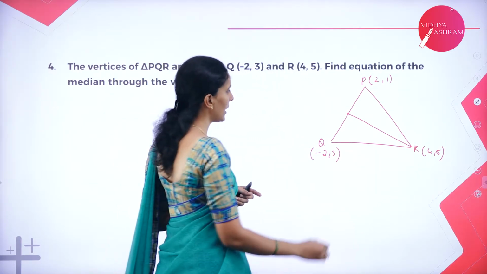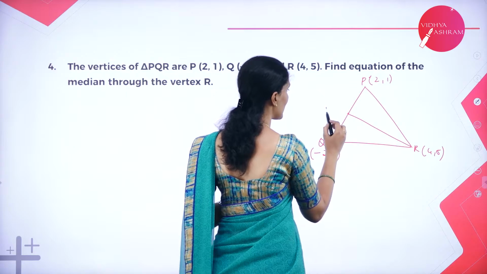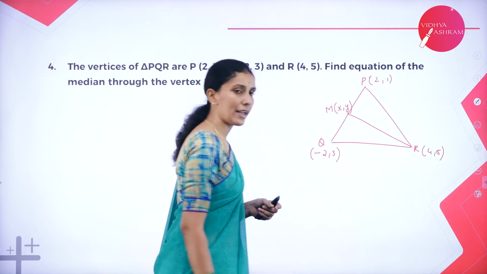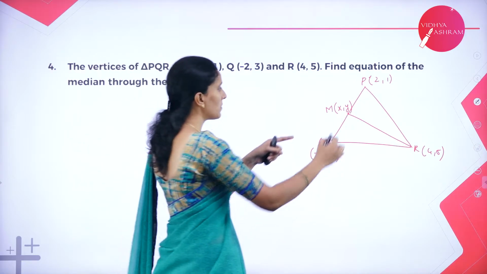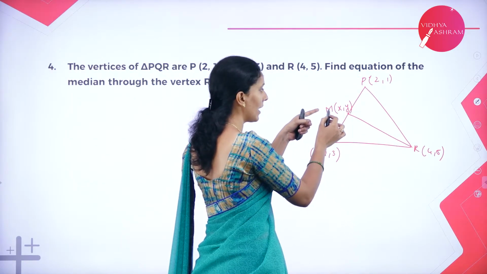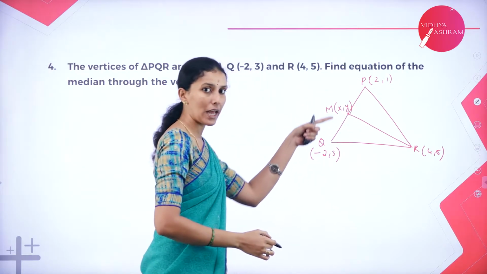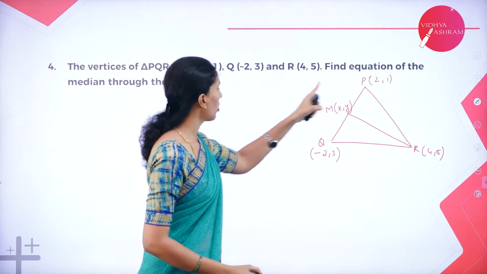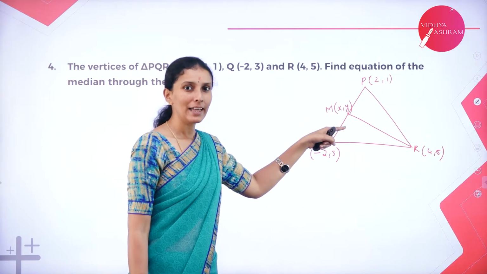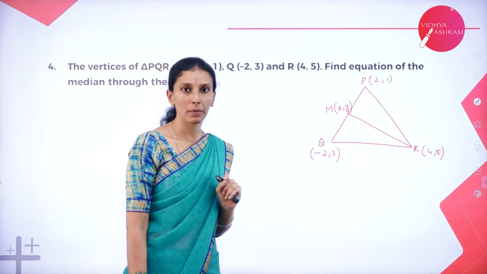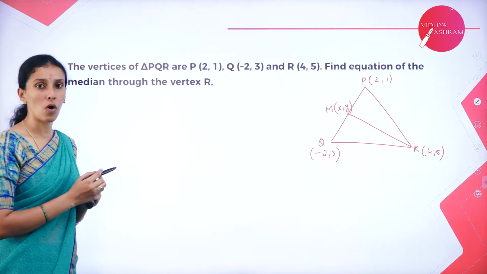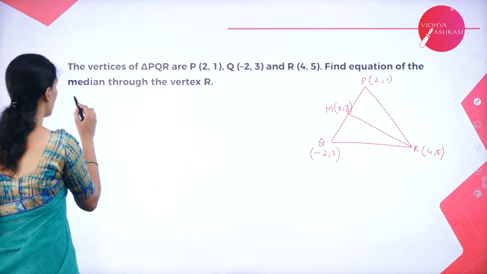So let me take this point as M and represent it in the form of (x, y). Now observe this PQ. PQ is a straight line and M is a point dividing the line PQ. Since we are talking about the median, the point M is exactly in the middle of the line PQ. So using the midpoint formula, we can calculate the coordinates of the point M.